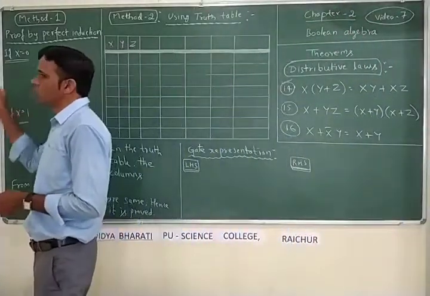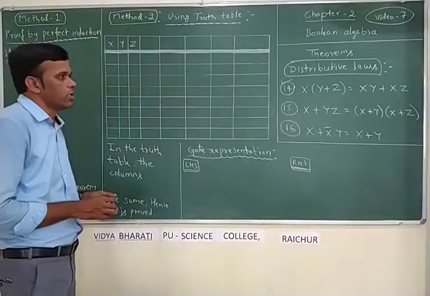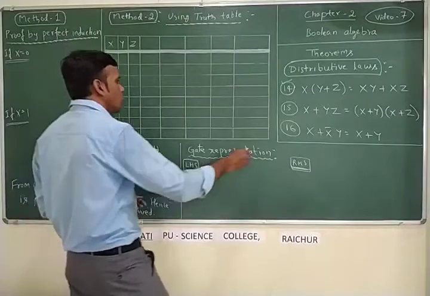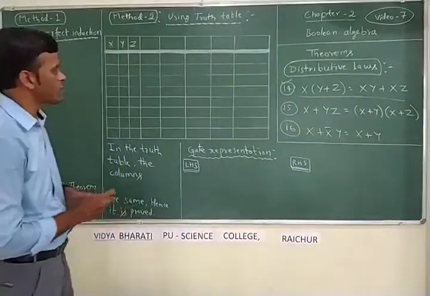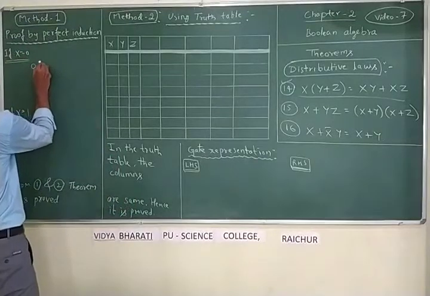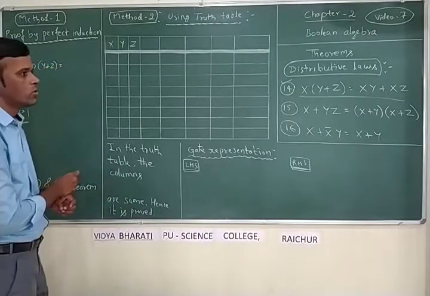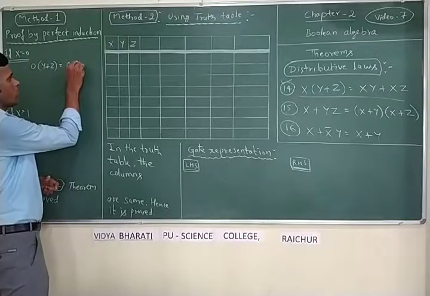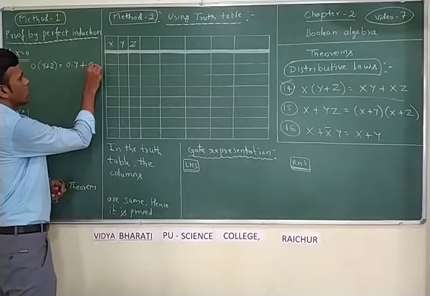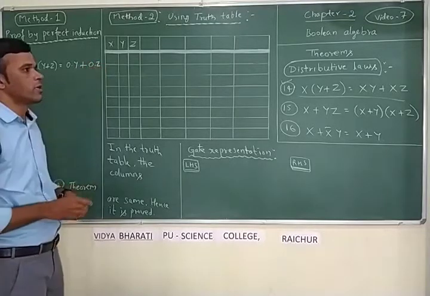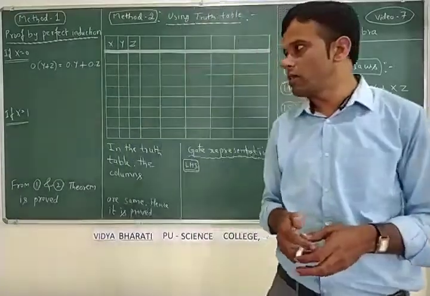Let x equals to 0. I have taken the variable x, okay, out of x, y, z. So substitute x value as 0 here in this given statement, the 14th theorem. Okay, so 0 in the bracket (y + z) equals to 0 AND y, OR operation, 0 AND z. Okay, so we'll use the properties of 0.